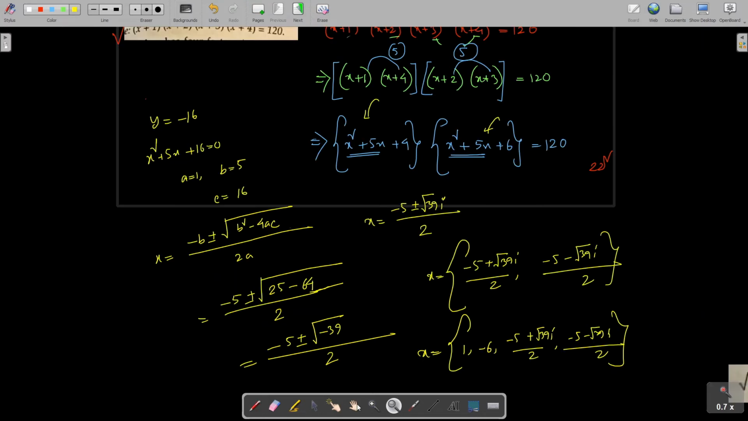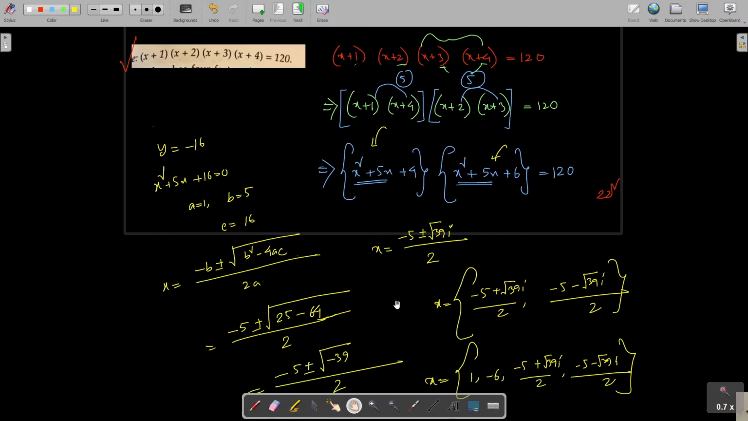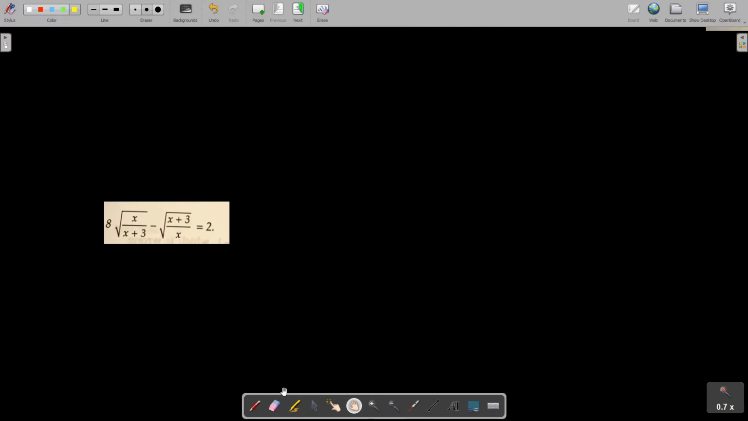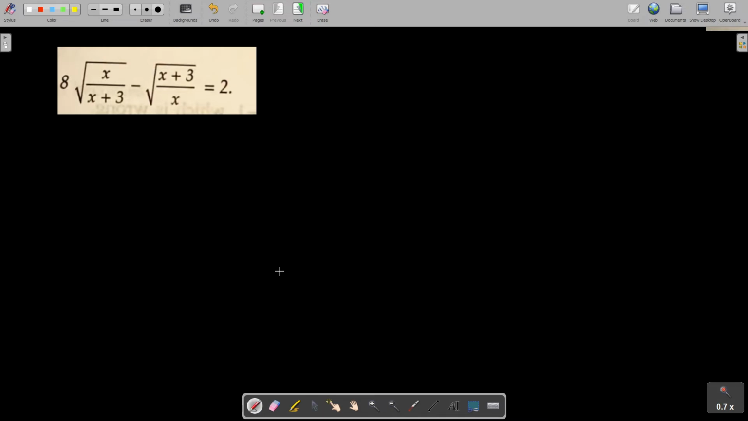So this question is very long, but if you do step by step, you will get the answer. Fine, let's move to the next question. Let's try this question. So it's the square root question. It's given 8 root over x divided by x plus 3 minus root over x plus 3 divided by x equals to 2. So what are we going to do? If we square both sides, it will become a big equation. Okay, so we will not do that.